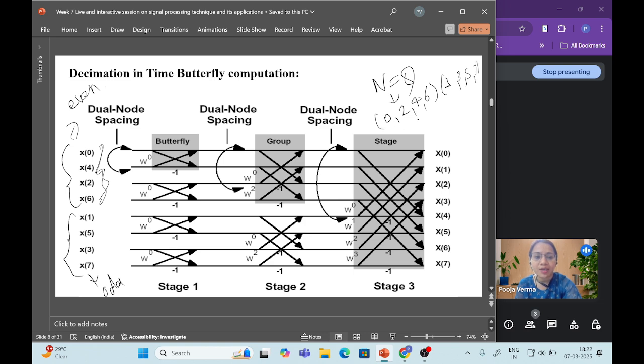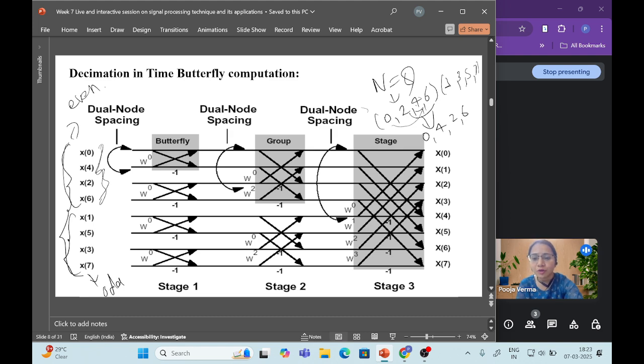But here we give the input in reverse order, because we are decimating in time. So first we write 0, then 4, then 2, then 6. Similarly for the odd part also. This is called decimating in time. That's why it is called decimation in time.